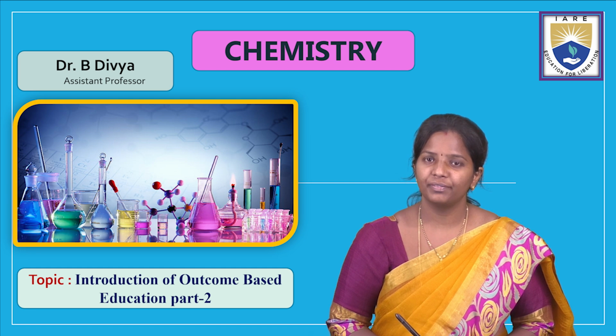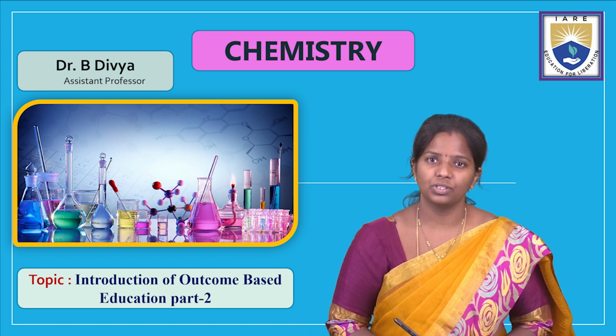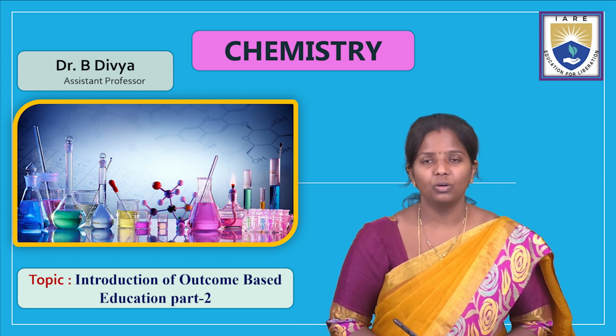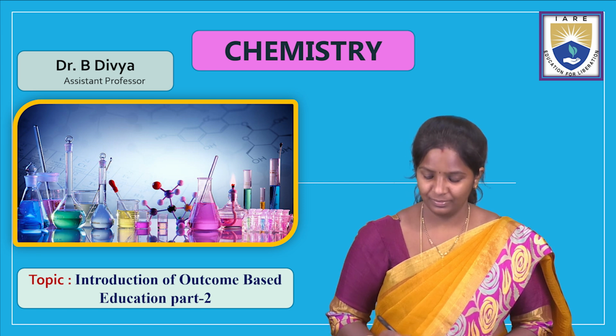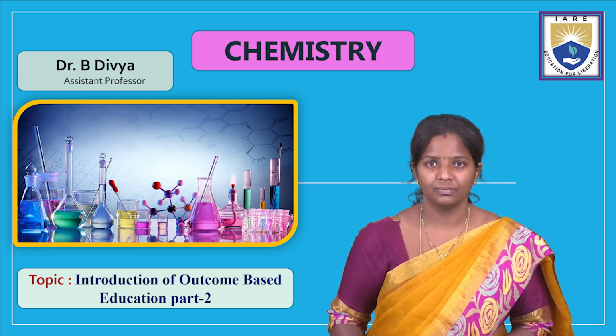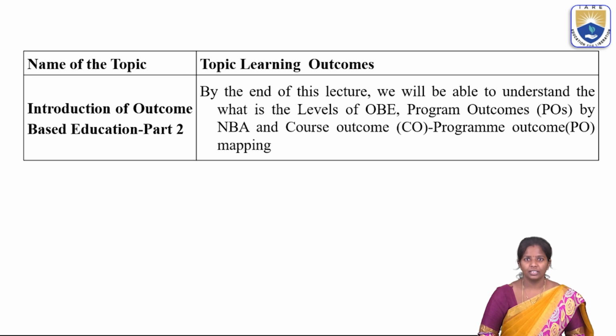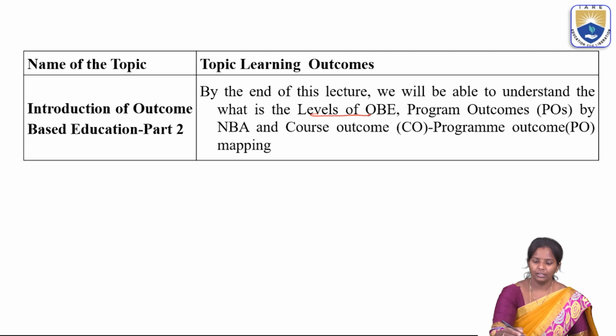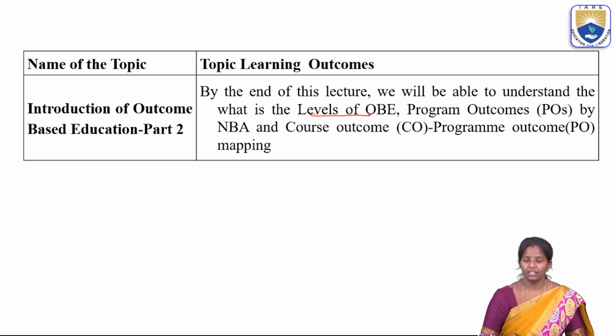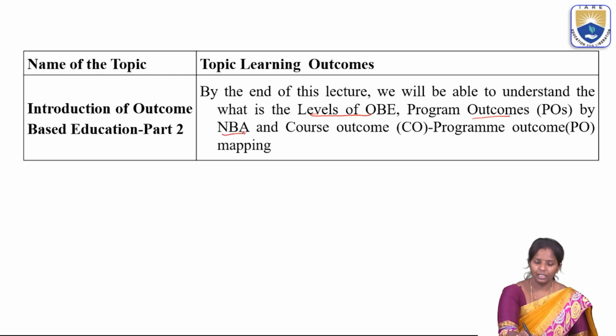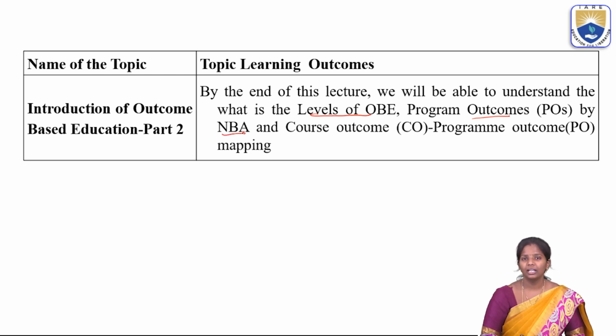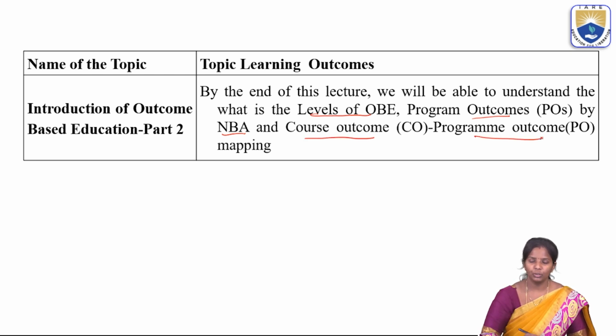So in this session, we will discuss the introduction in continuation for the OBE or the outcome-based education. So in the second part, we will understand the levels of OBE, then program outcomes by NBA, that we have already seen, National Board of Accreditation, then course outcome, CO, and program outcome, PO mapping.